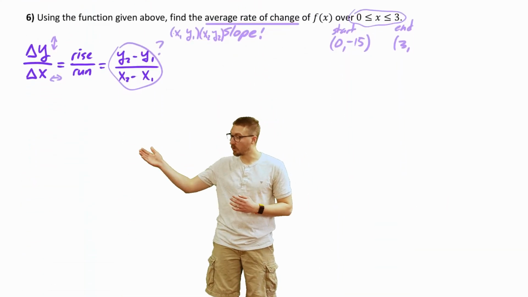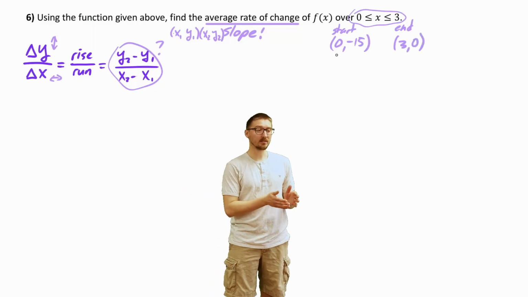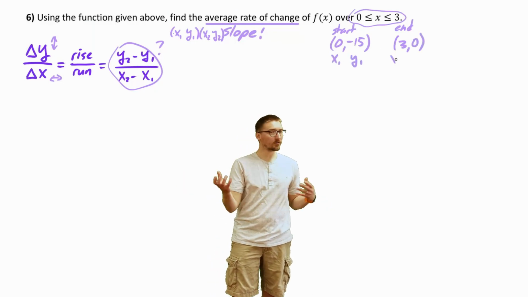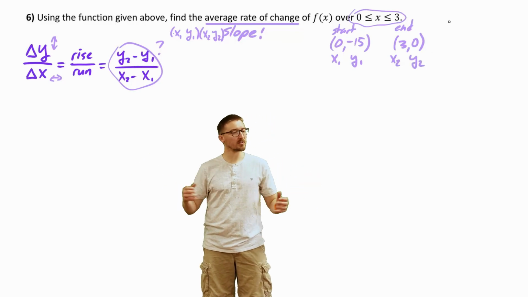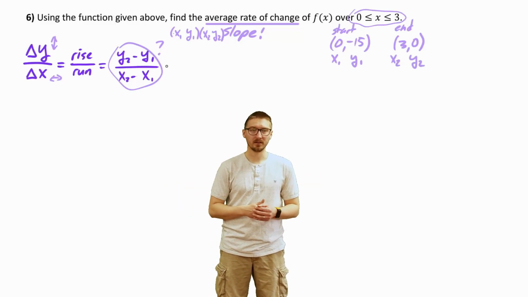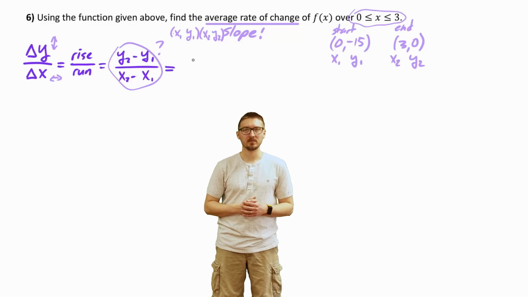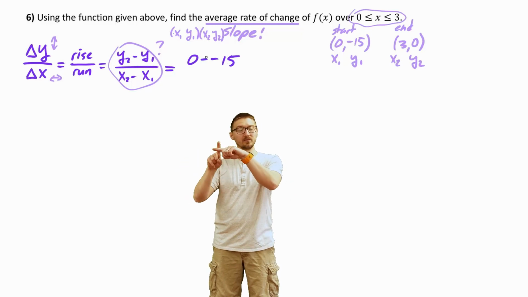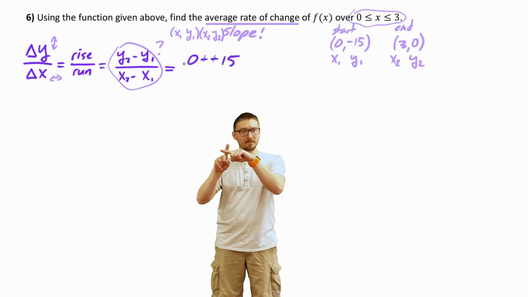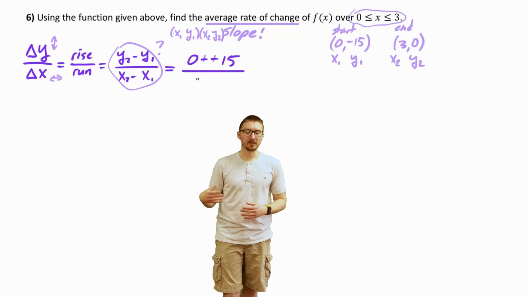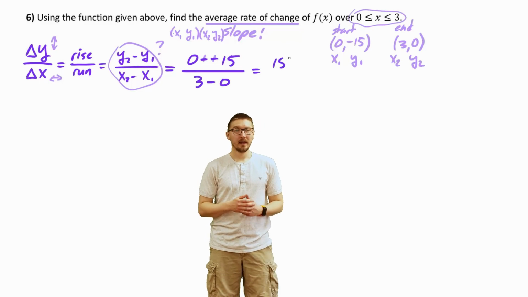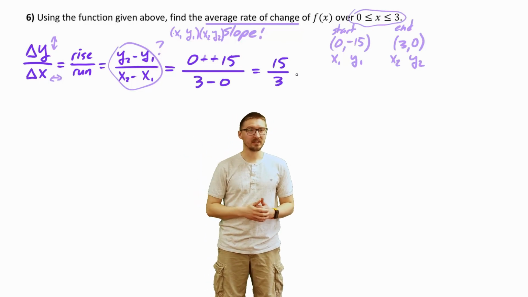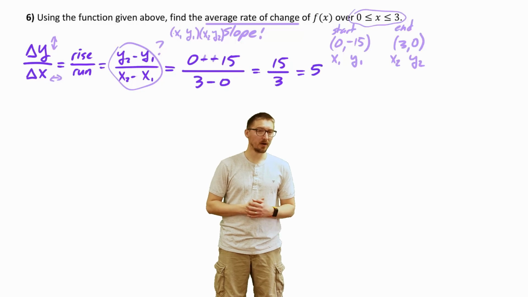That first point is (x1, y1), and the second point is (x2, y2). All you have to do now is plug the specific numbers in for their specific variable. So it will look like this: 0 minus negative 15. And if you remember, subtracting a negative makes a positive in the end. On the bottom, for x2 minus x1, it is 3 minus 0. 0 plus 15 is 15 on top, 3 minus 0 is 3 on bottom, and 15 divided by 3 ends up with 5.